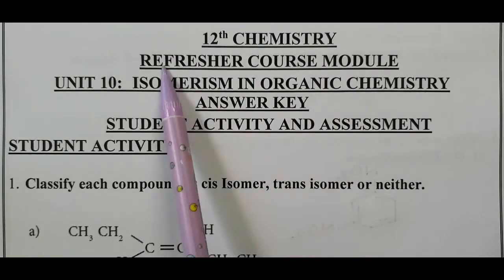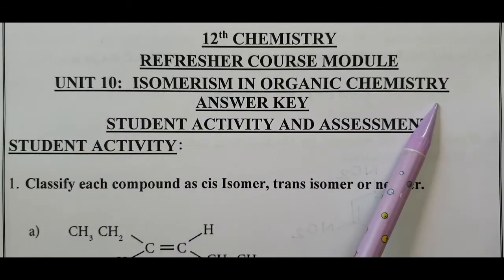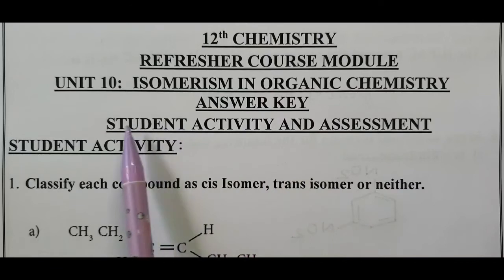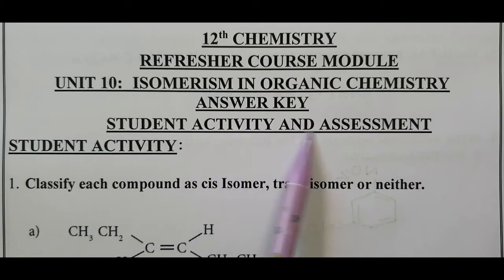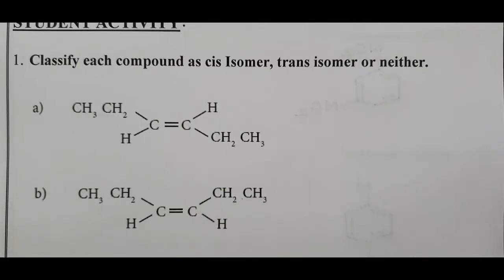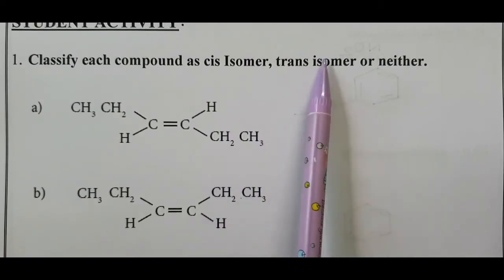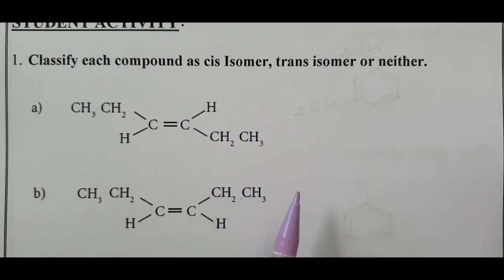12th Chemistry Refresher Course Model, Unit 10 Isomerism in Organic Chemistry. Answer key. In this we are going to discuss student activity and assessment. Come to student activity. The first one is classifying each compound as cis isomer, trans isomer or neither.